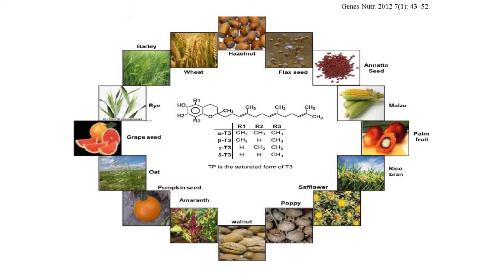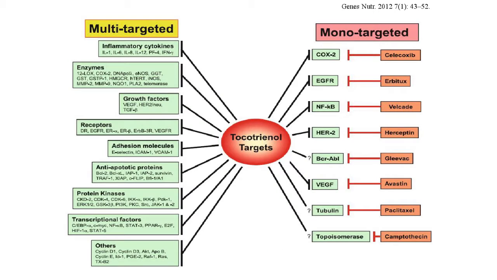Here are the foods containing tocotrienol. So palm oil, the best, the highest concentration. Of course, other choice, other opportunity. This compound now targets many signal transduction proteins.